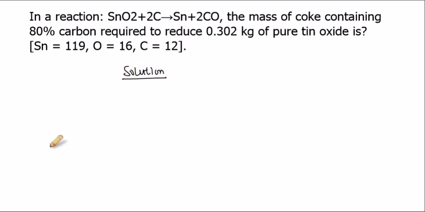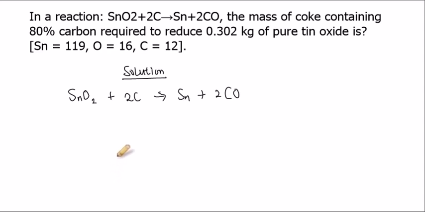To solve any question that has to do with a chemical reaction, the first step is to write out the chemical equation involved in the reaction. So let's do that. We have tin(IV) oxide reacting with carbon to yield tin and carbon monoxide.